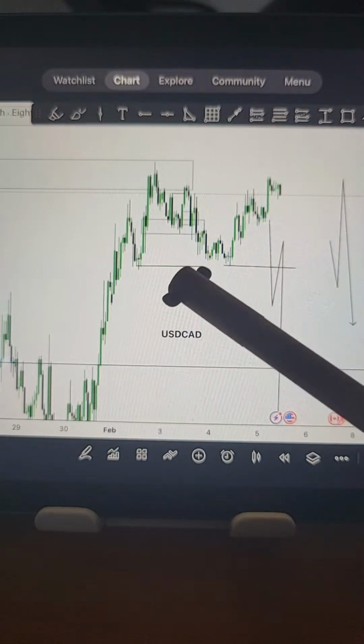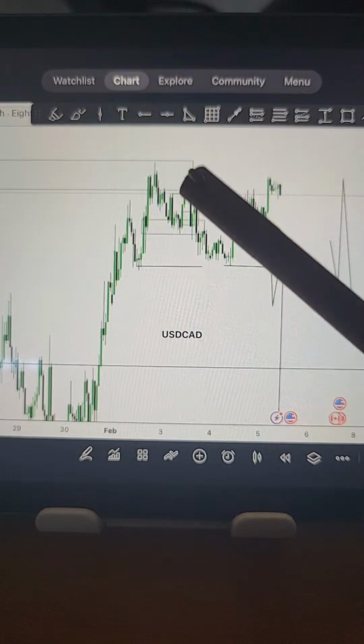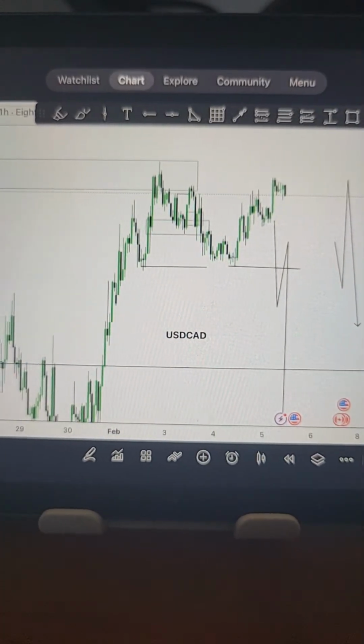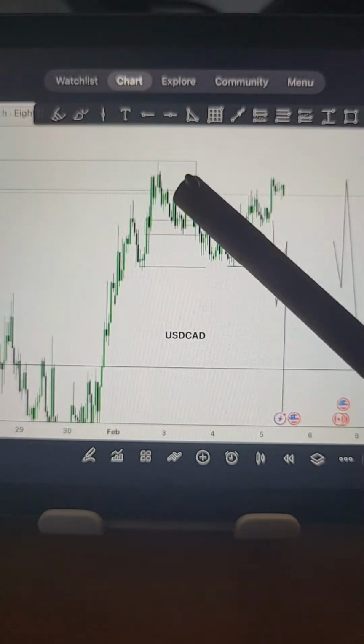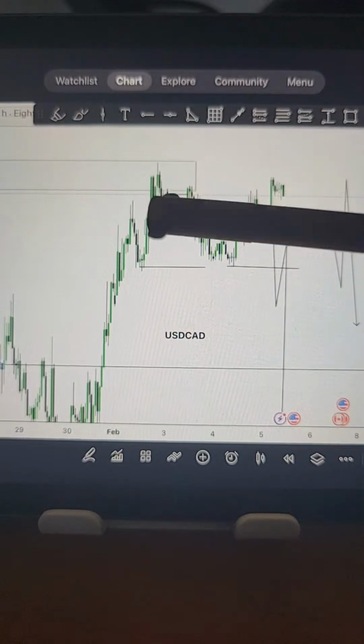I expected that when price got to this zone that I marked here, price was going to come and break this low here. Price was going to violate this low here, but price was not able to violate that low. So it means that the buyers are still very much active. The buying pressure is still strong. So the sellers were not able to break this low.